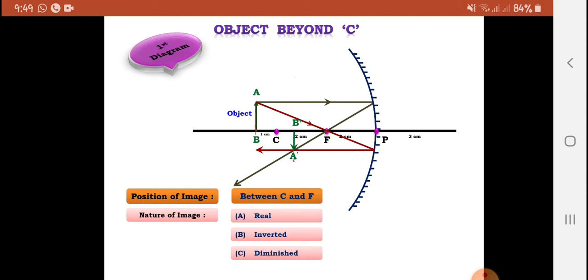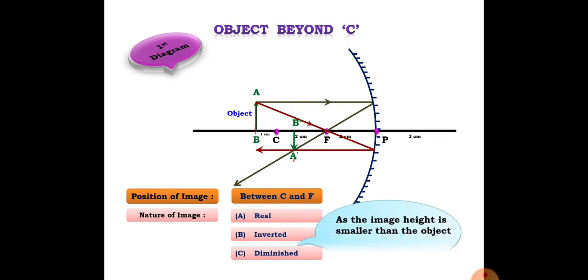सो देयरफॉर वी कैन से दैट इट इज डिमिनिश्ड। डिमिनिश्ड मीन्स व्हाट? स्मॉल, ओके। सो दिस इज हाउ यू हैव टू ड्रॉ ऑल द रे डायग्राम्स, ओके। ऑल द रे डायग्राम्स के जो ऑब्जेक्ट का पोजीशन होगा डिफरेंट डिफरेंट होगा और इमेज आपको डिफरेंट डिफरेंट मिलने वाले हैं, ओके। सो दिस वी कंप्लीटेड फर्स्ट रे डायग्राम। So as the image height is smaller than the object, इसके लिए इसको diminished बोलते हैं. Diminished means small.